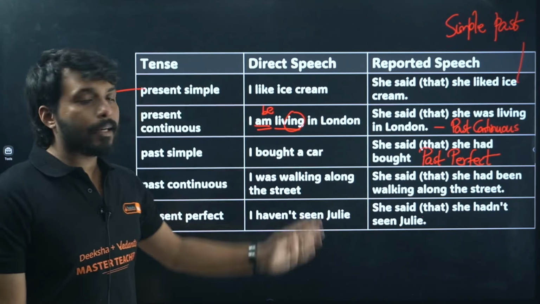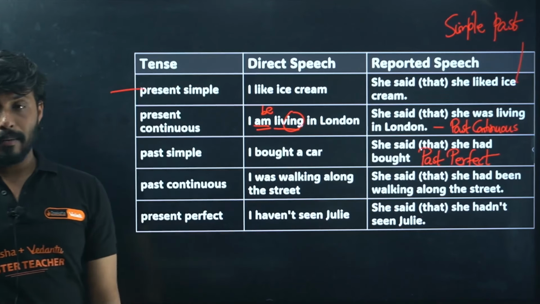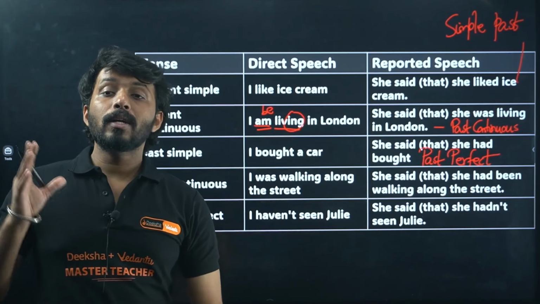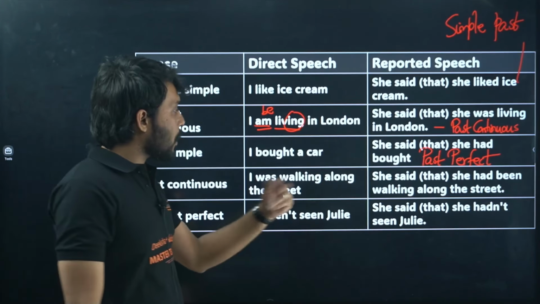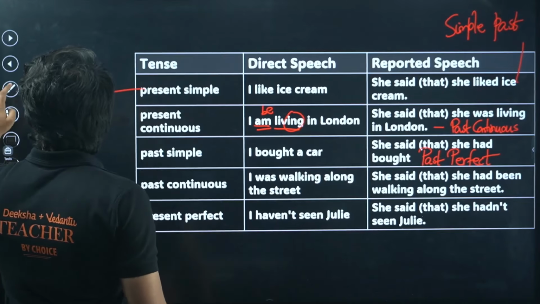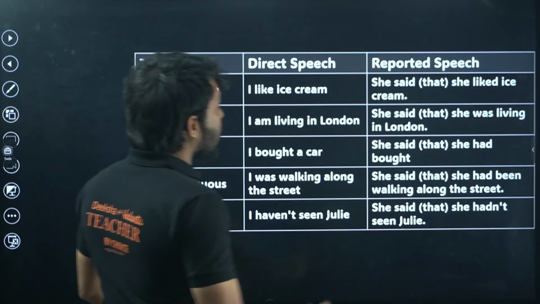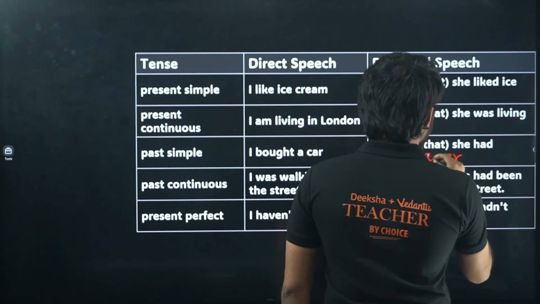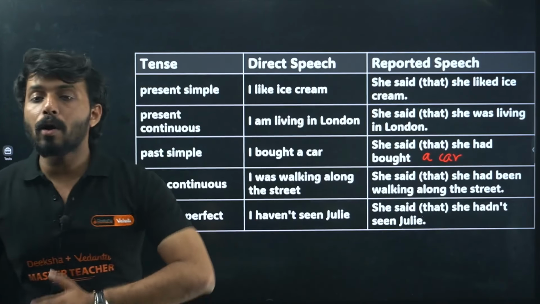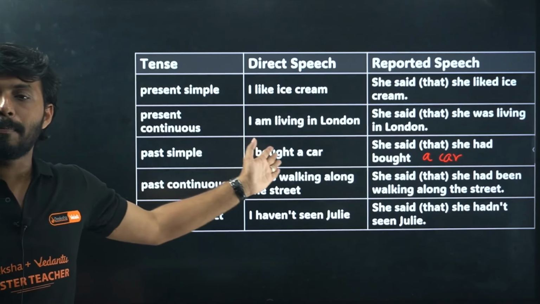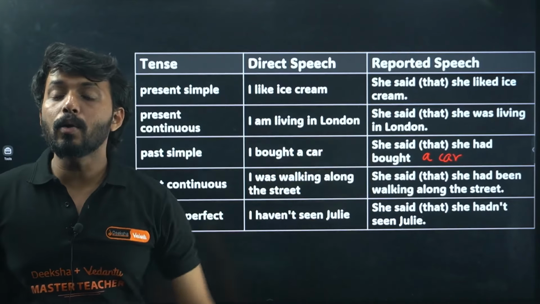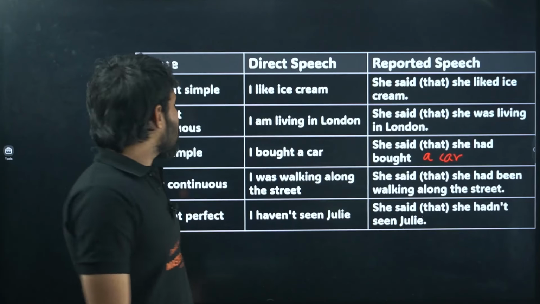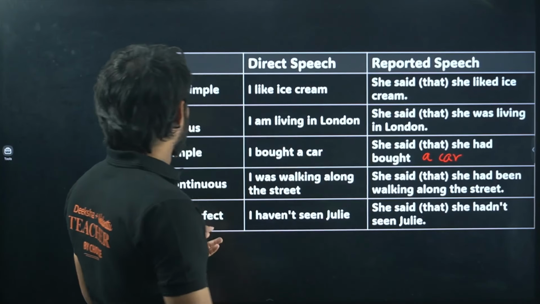So you have the sentence in simple past. I bought a car. Now I am reporting that. She said that she had bought a car. So simple past gets converted to past perfect. Keep this in mind, okay? Simple past gets converted to past perfect.